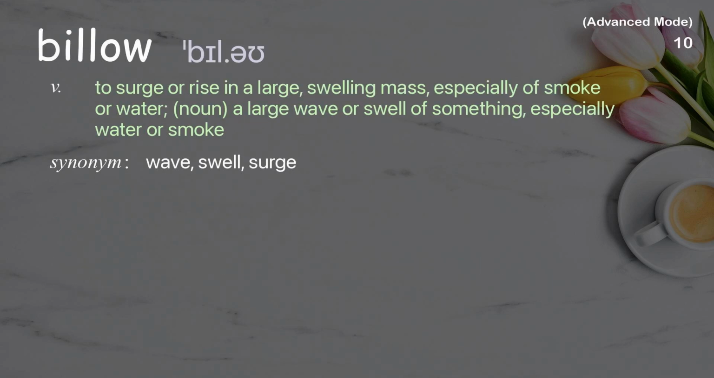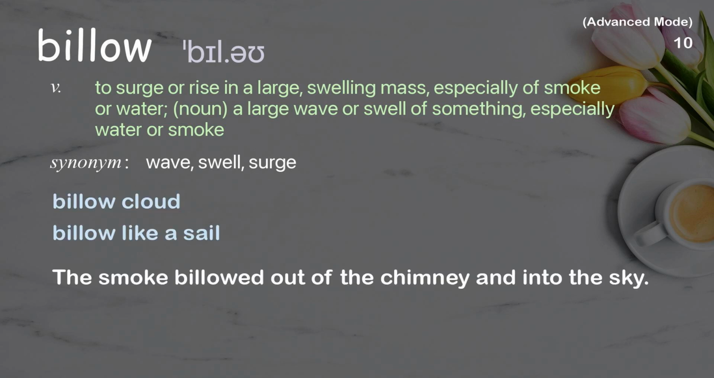Billow. To surge or rise in a large, swelling mass, especially of smoke or water. Noun, a large wave or swell of something, especially water or smoke. Examples: Billow cloud. Billow like a sail. The smoke billowed out of the chimney and into the sky.